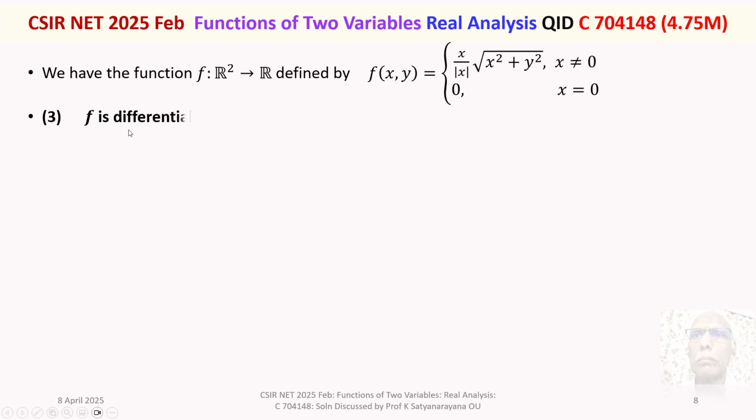So we take option 3, f is differentiable at 0 comma 0. Option 4, f is not differentiable at 0 comma 0. One of them is true. So recall the definition of differentiability in functions of several variables, or functions of two variables.